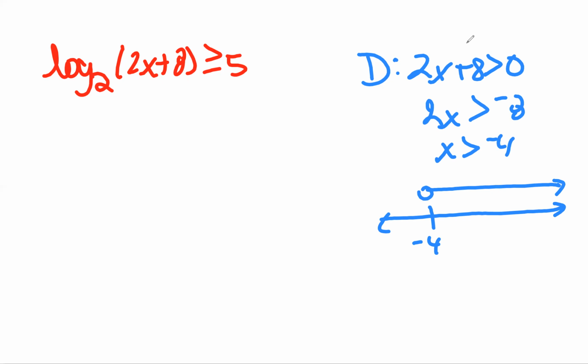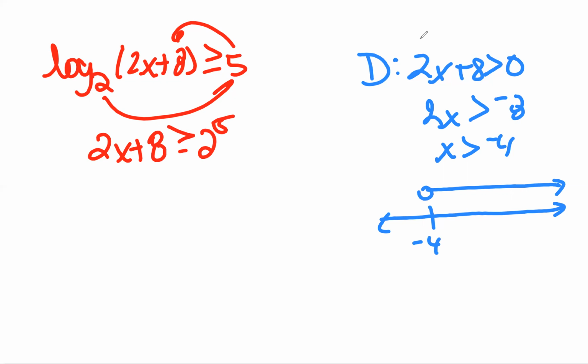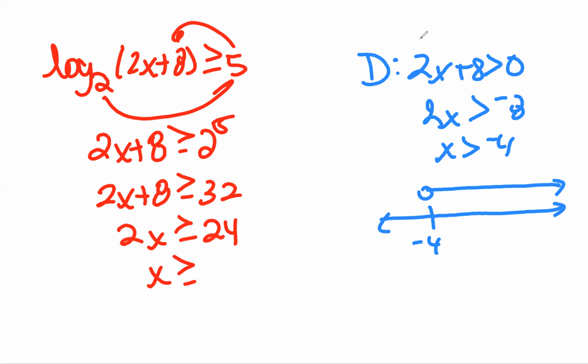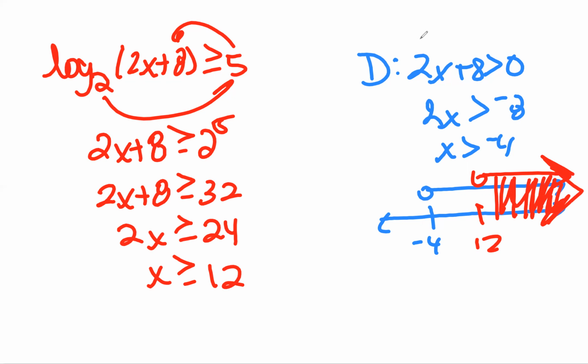Now begin working the problem. So this to this power is that. So 2x plus 8 is greater than or equal to 2 to the 5th power. So 2x plus 8 is greater than or equal to 32. 2x is greater than or equal to 24. x is greater than or equal to 12. So putting 12 on my number line, greater than 12 goes this way. So the answer is smaller than the restriction. So I just put from 12 to infinity.